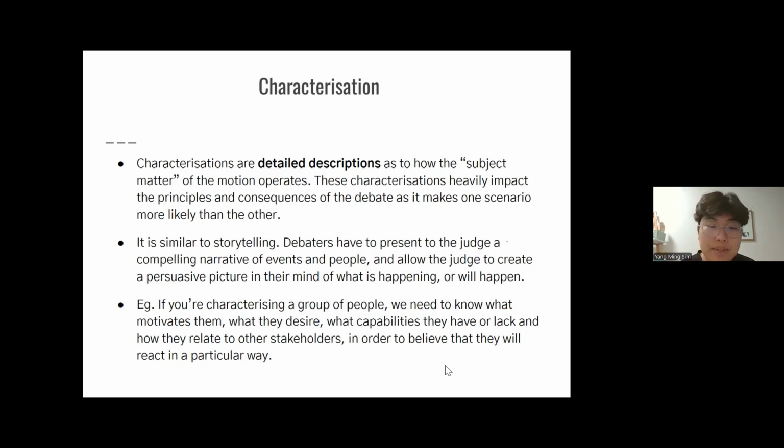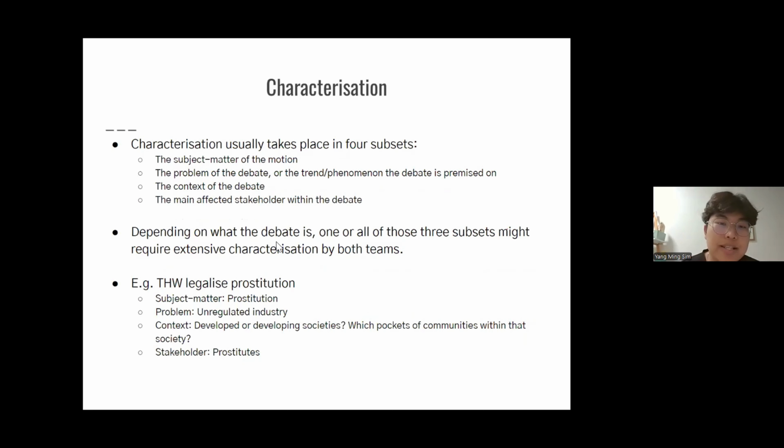Are they addicted? So, you need to explain these things to tell me why someone will react in a particular way, because no one is the same. But you have to explain to me why, in a general sense, most of these people are quite similar, and this is how they will react in this certain way, and explain to me why. Okay, characterization usually takes place in four subsets.